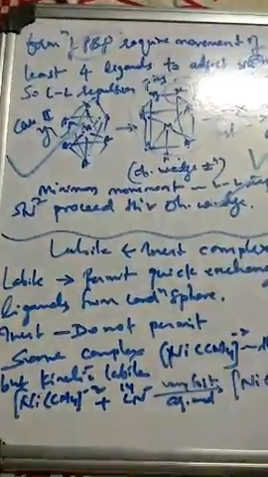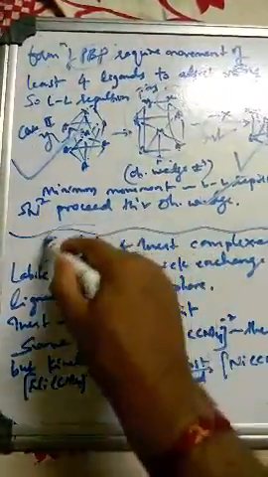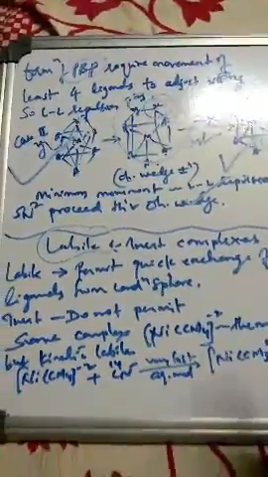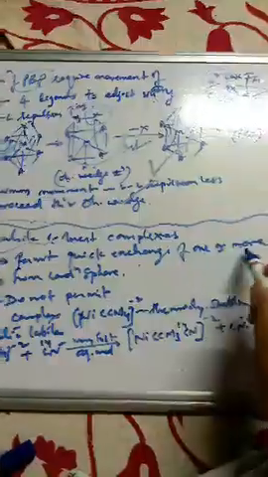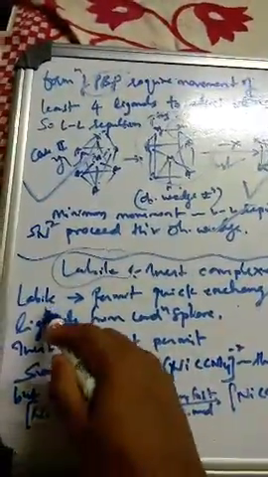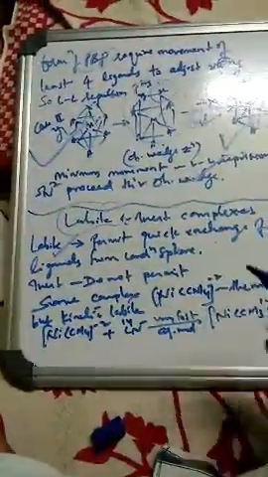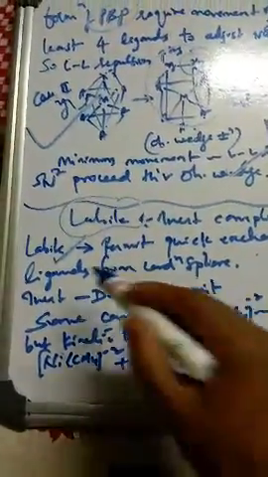What are labile and inert complexes? At the BSc level we have learned that any complex having very free movement of the ligands, we call a labile complex. There is a quick exchange of one or more ligands from the coordination sphere, and such complexes we call labile complexes. The name itself says it: labile means a free movement of the ligands from inside the coordination sphere to outside the coordination sphere. Such complexes we call labile.